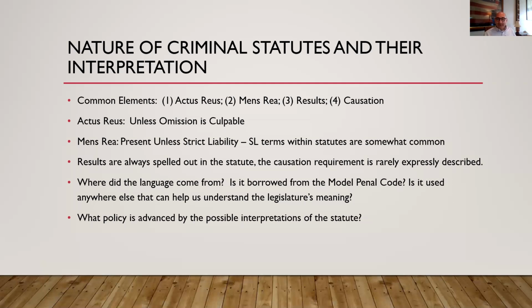Results are always spelled out in a statute, but the causation requirement almost never is. Unlike mens rea, we never imagine a statute that doesn't have a causation requirement. We assume that's always there. And in fact, I've never seen a statute written that omits the causation requirement expressly. I've never seen them that include it either, but courts have never said causation is not a requirement if the result is an element of the crime. So as you interpret these statutes, you'll look for those elements, you'll look for the missing terms and figure out what to do with them.